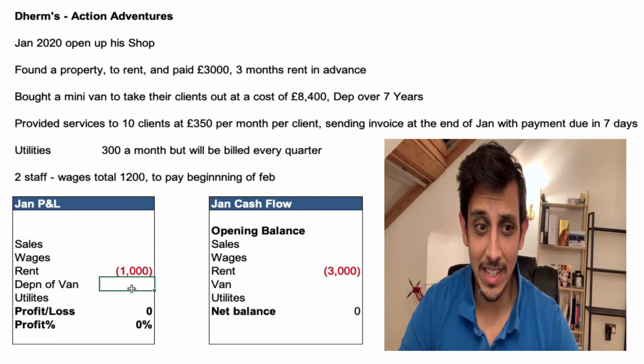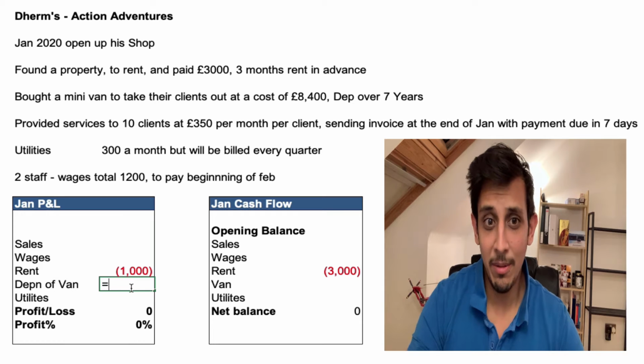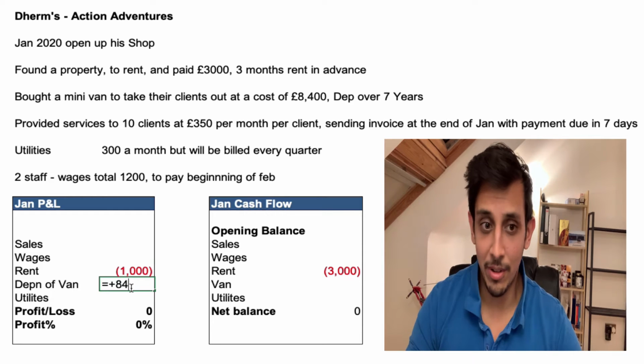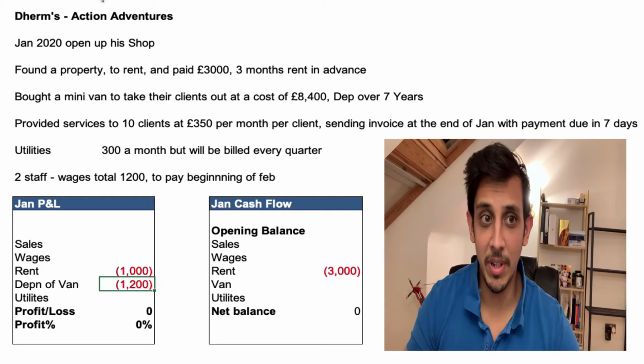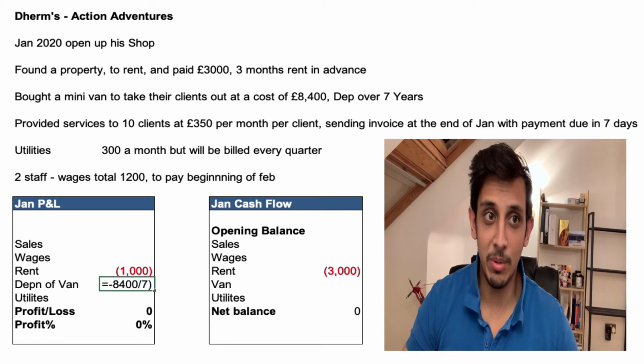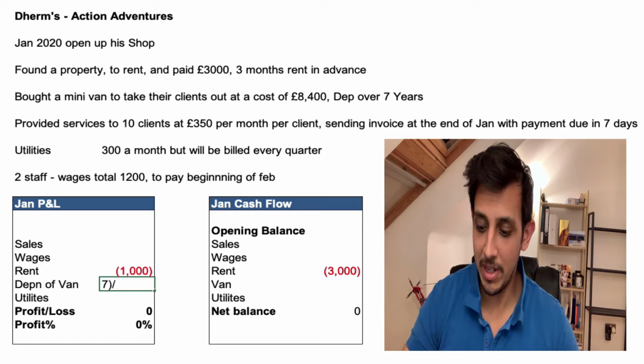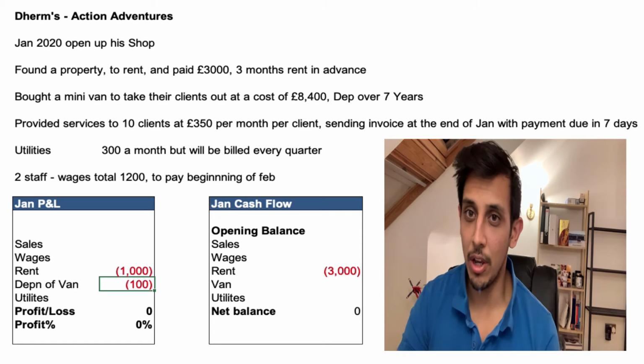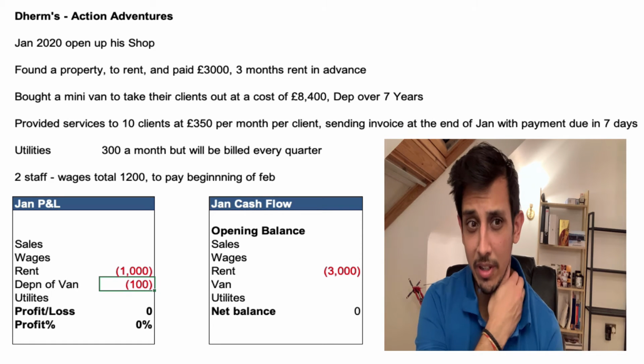To work it out, you just say we're going to take the 8,400, divide that by the 7 years to get a monthly charge, but because we're actually only doing 1 month's view, we then divide it by 12. So that basically means that we recognise £100 on the P&L.